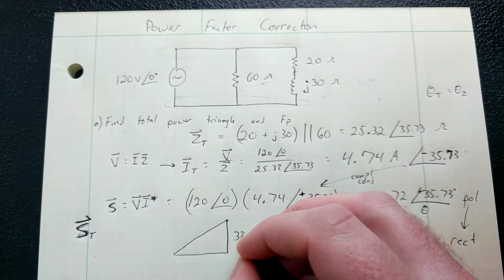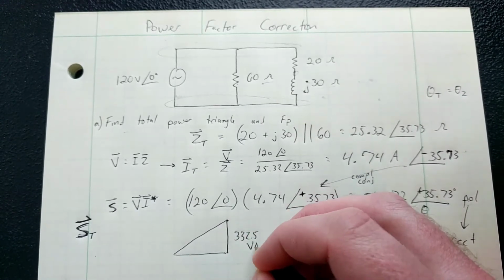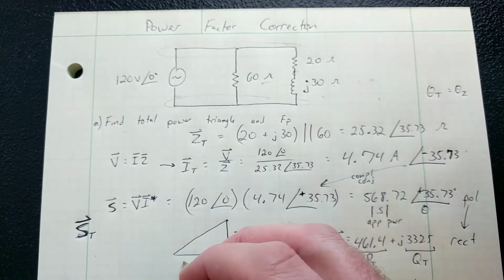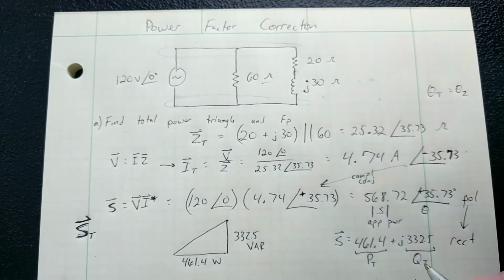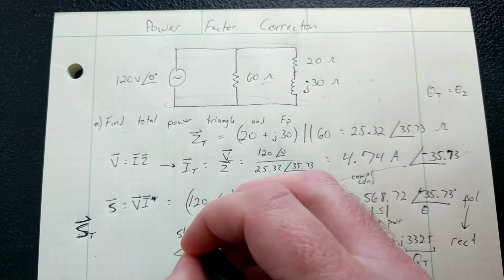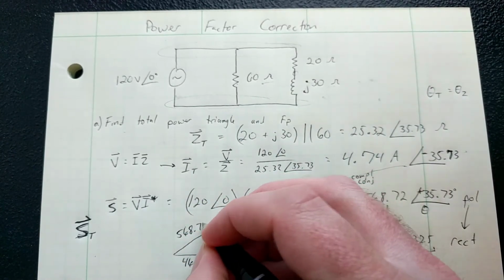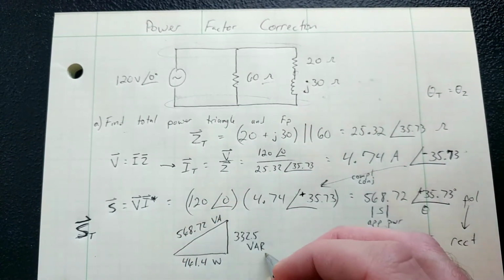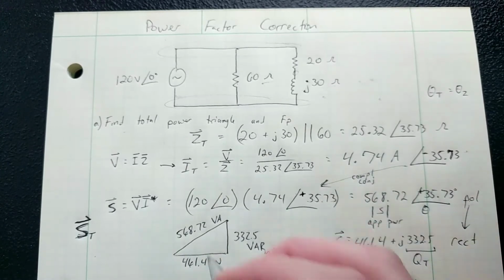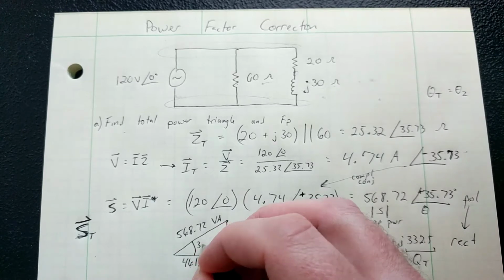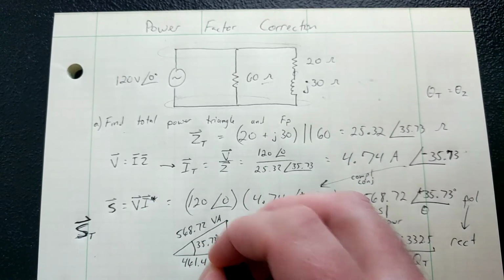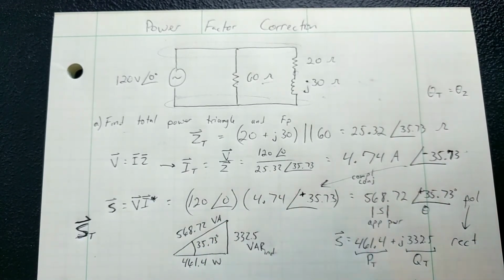This is 332.5 VAR. This is 461.4 watts. This hypotenuse is 568.72 VA. I could note this is inductive, but the triangle already says that because it's pointing up, and this angle is 35.73 degrees. So if you were asked to find a total power triangle, that's how you would solve for it.